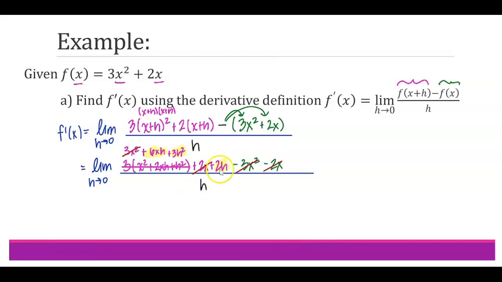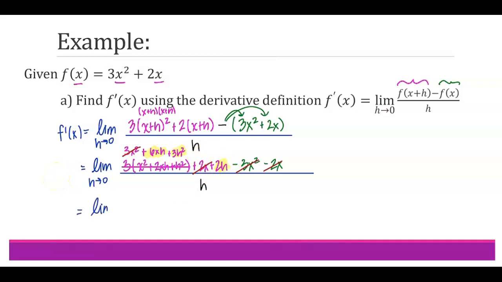So right now, a common mistake is that maybe students just see this 2h and slash out this h and slash out this h and say that they cancel. Unfortunately, they don't cancel because these are terms that are added or subtracted. They're not factors. I can only cancel factors. So I have to take the h out of there.